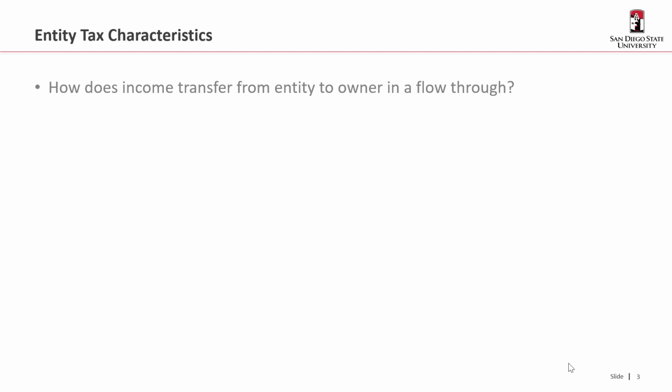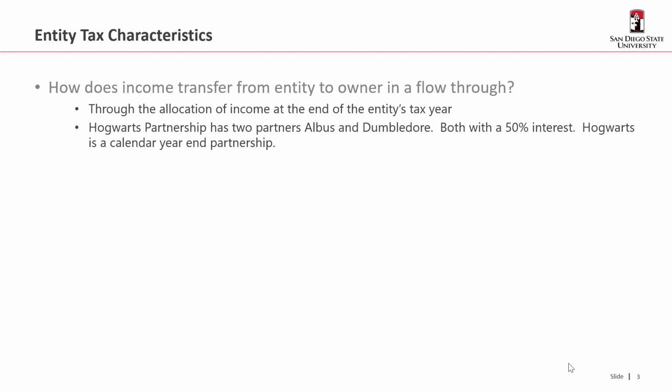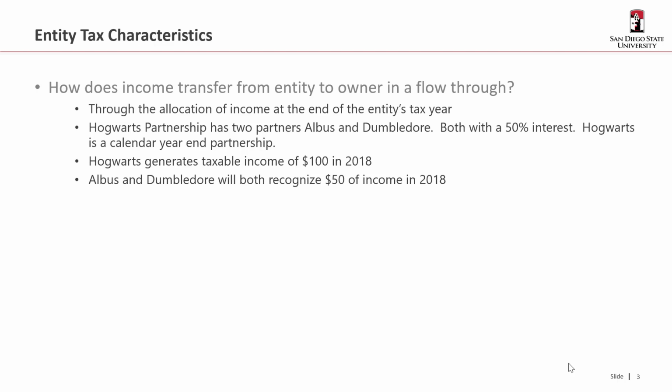So how does income transfer from an entity to an owner in a flow-through entity? Well, that happens through the allocation of income at the end of the entity's tax year. So Hogwarts Partnership has two partners, Albus and Dumbledore. Both of them have a 50% interest. And just for the sake of convenience, Hogwarts is a calendar year-end partnership. Hogwarts generates taxable income of $100 in 2018. Albus and Dumbledore are both required to recognize $50 of income that flows through from Hogwarts to them in 2018, the year in which Hogwarts generated it.